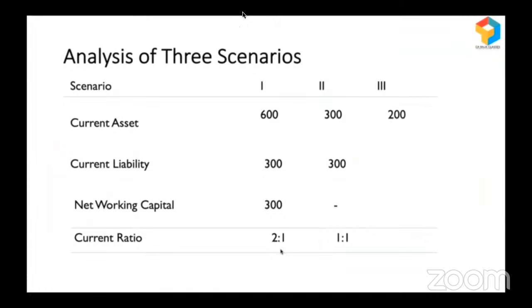And in scenario 3, 200 is the current asset, 300 is the current liability. It means there is a negative net working capital. Negative net working capital indicates a diversion of short-term funds for long-term purpose. So whenever you come across a negative net working capital, it means there is a diversion of short-term funds for long-term purpose. And whenever there is such a diversion, the current ratio will also be below 1. Here 200 current asset divided by current liability 300, 200 by 300, you are going to get the current ratio as 0.67:1.